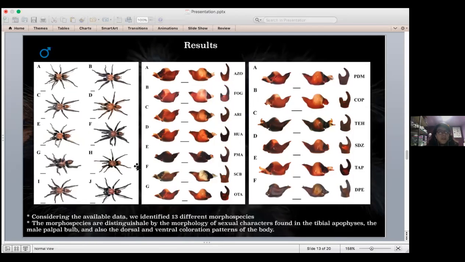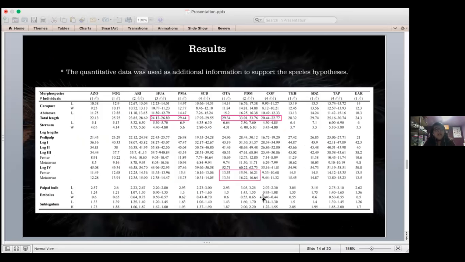So, considering the available data, we identified 13 different morphospecies, and these are separated by the dorsal coloration patterns, but also the morphology of the male palpal bulbs and the tibial apophyses. Because from some populations we have only a few specimens, we could not apply morphometrics. However, the quantitative data was used as additional information to support the species hypotheses.